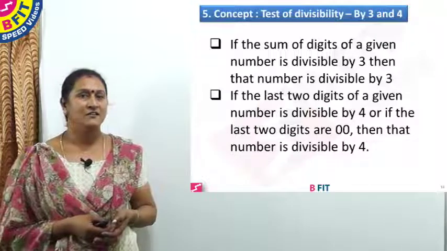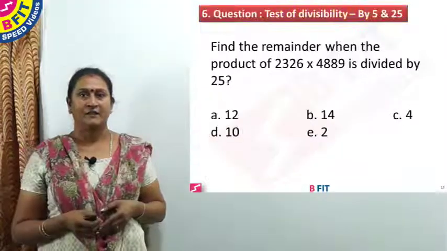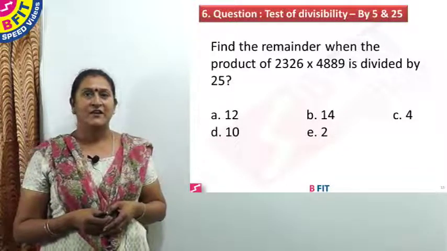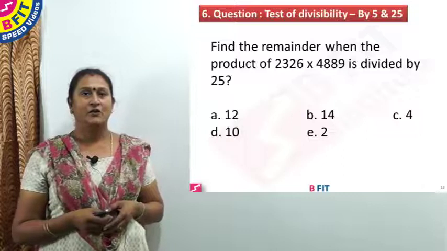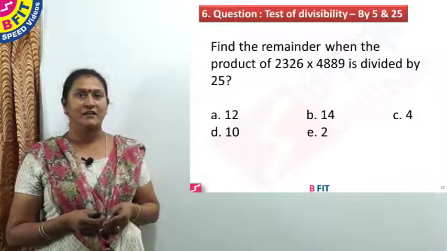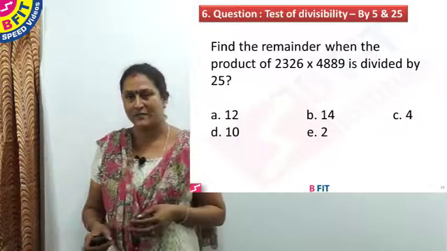And the workings are as follows. So we'll see the next question, question number 6. Find the remainder when the product of 2326 and 4889 is divided by 25. So we'll see the working.